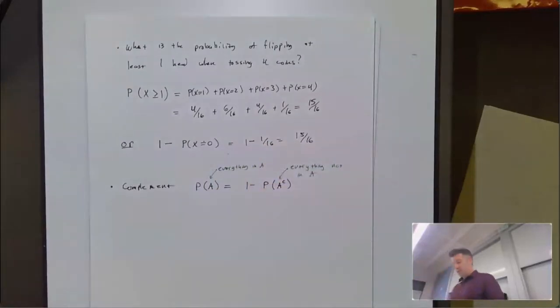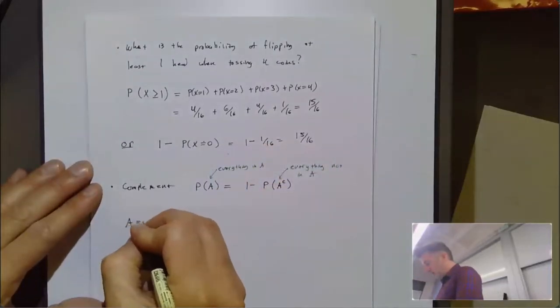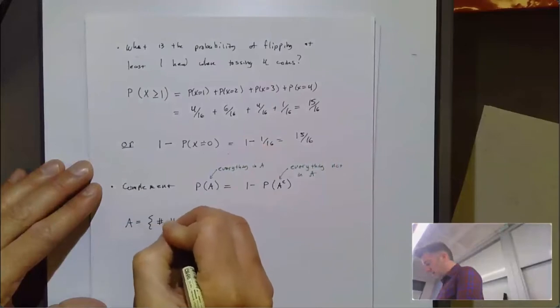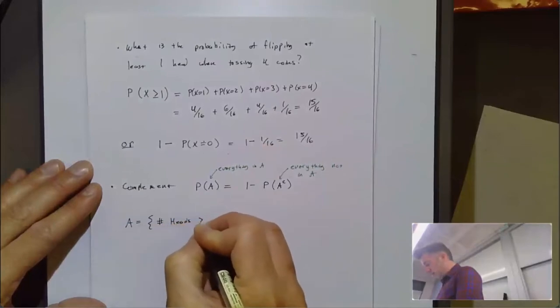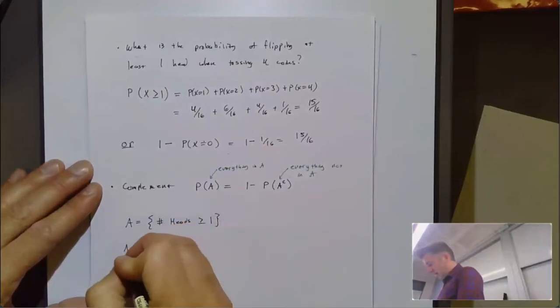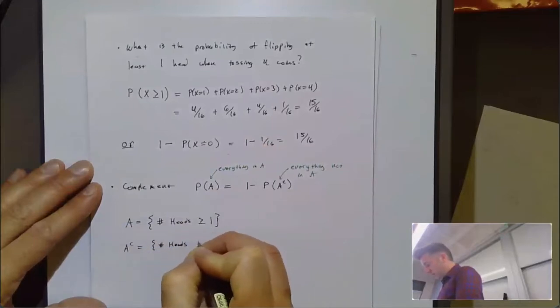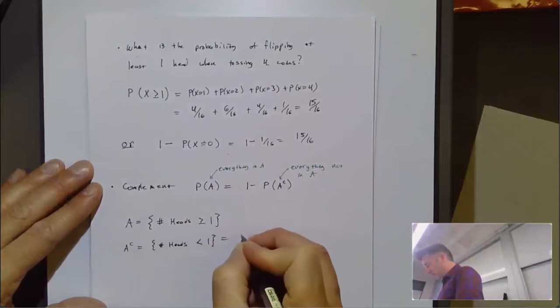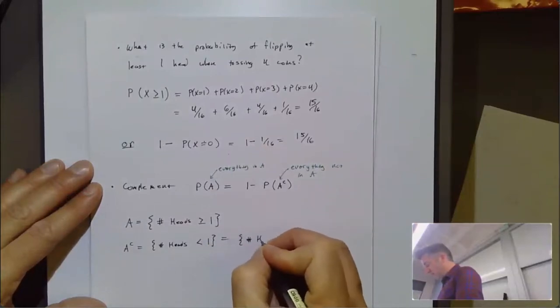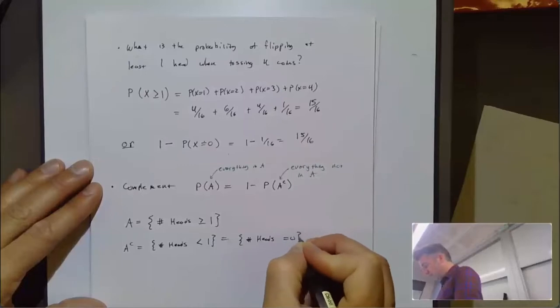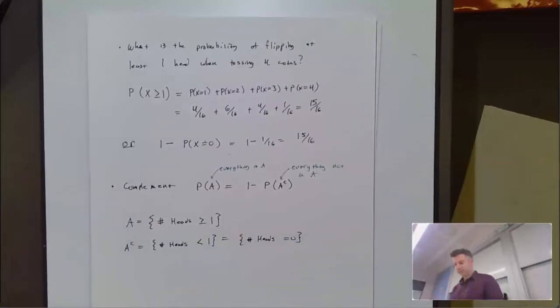So in this particular example, A was the event that the number of heads was greater than or equal to 1, and not A was that the number of heads was strictly less than 1, which meant that the number of heads was exactly equal to 0. That's the idea there between these two things.